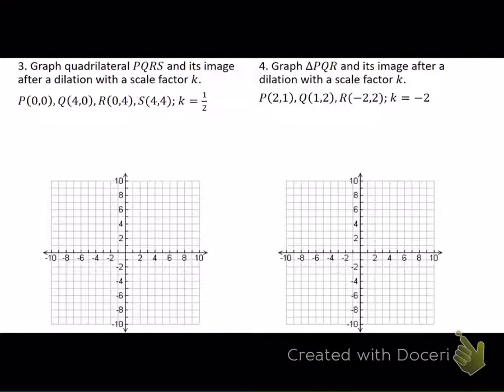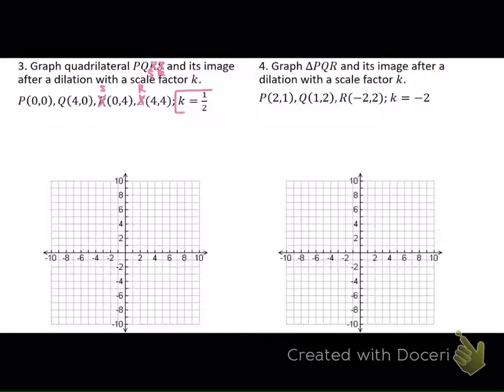All right, so graph quadrilateral PQ, and this should be RS. So let me think here. So this R needs to be S, and this one needs to be R because of the order of it. And then I think this should say SR up here too. Let me just make sure. Yes. So it says graph quadrilateral PQSR and its image after a dilation with a scale factor K.